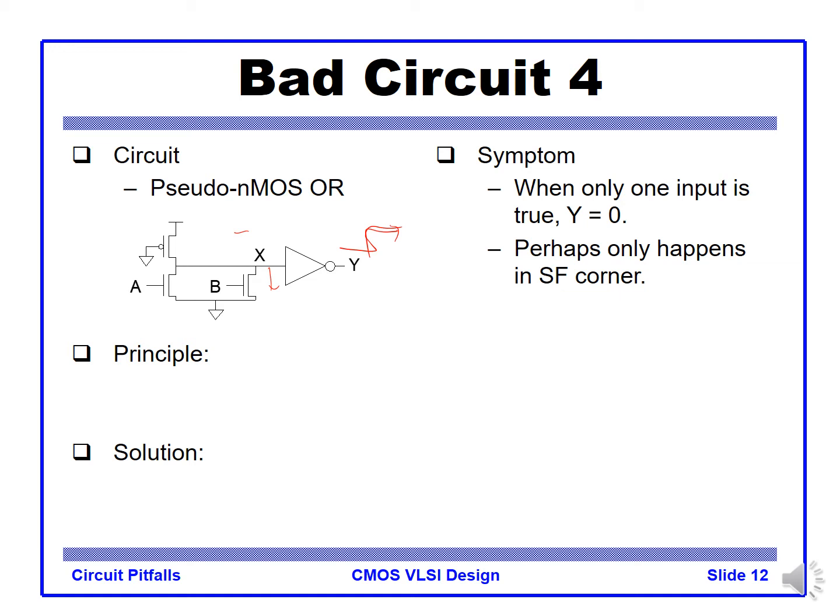Even though one of the inputs is pulled down, X does not go down all the way to ground, especially when the PMOS device strength is greater than you expected. In that case, the output just stays 0 without making a transition to high. This happens in the slow NMOS, fast PMOS corner.